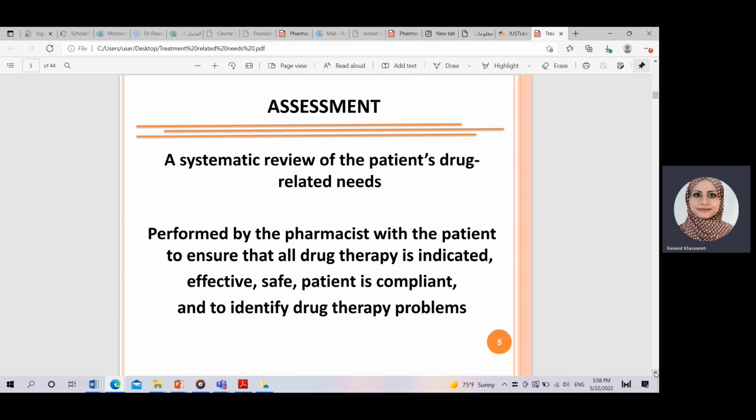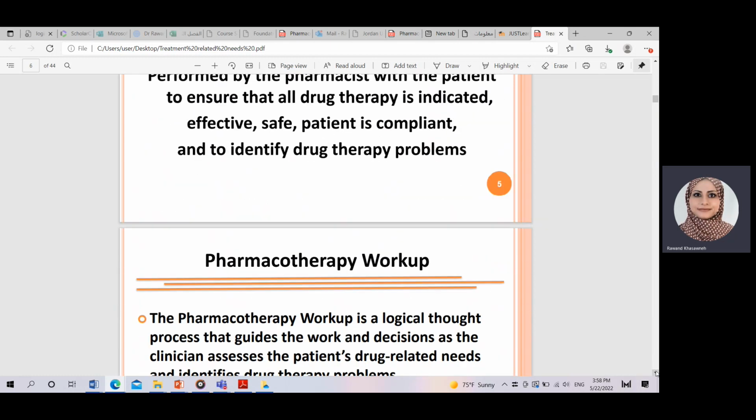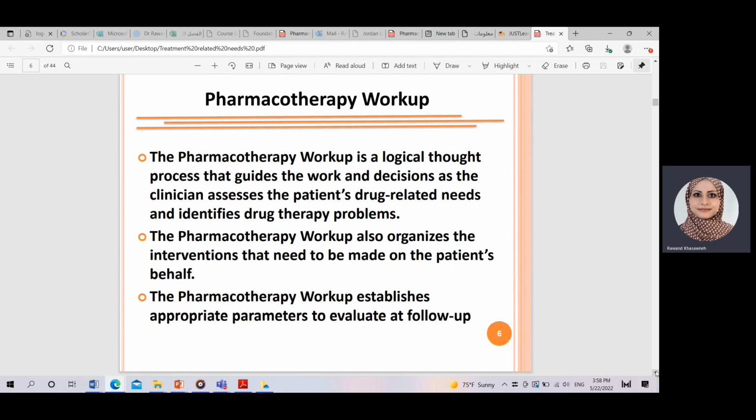The assessment is the step in which the practitioner makes the clinical decision as to whether drug therapy problems exist at this time. So it is an important step in order to determine and define any drug-related needs.